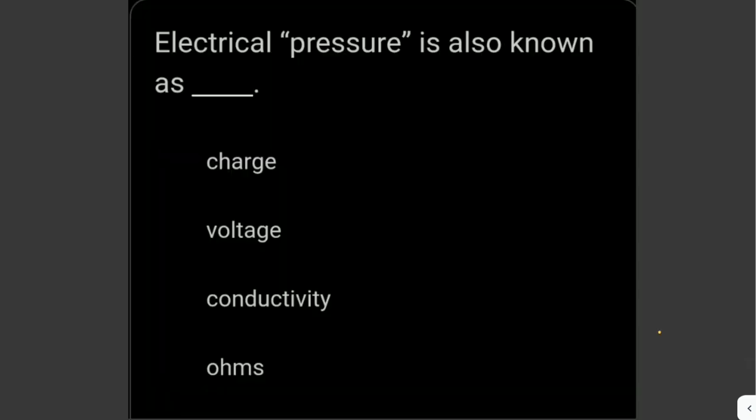Electrical pressure is also known as charge, voltage, conductivity, or ohms. The answer here is voltage. So the voltage expressed in volts is a measurement of electrical pressure.